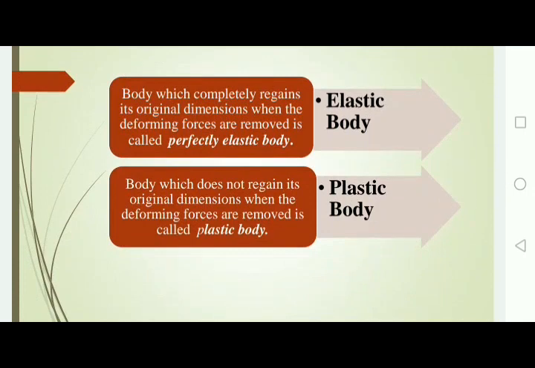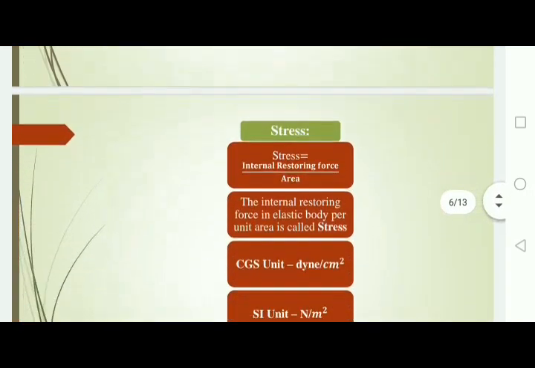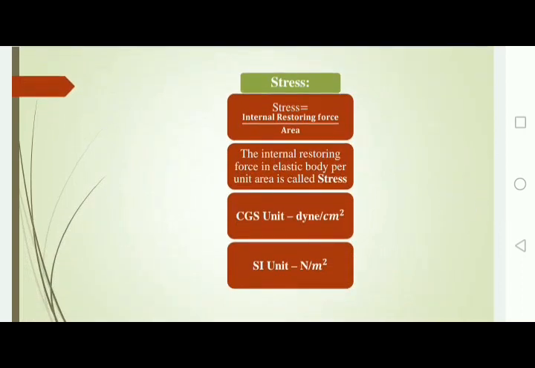Its name itself suggests what is an elastic body and what is a plastic body. So the body which completely regains its original dimensions when deforming forces are removed is called a perfectly elastic body, and the body which does not regain its original dimension when the deforming forces are removed is called a plastic body. Okay, so let's move towards the concept of stress.